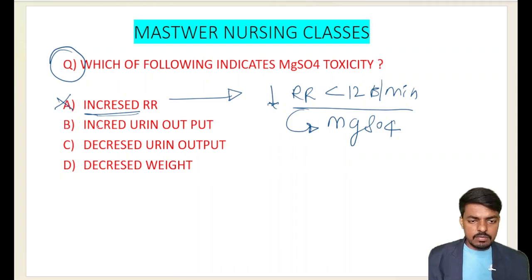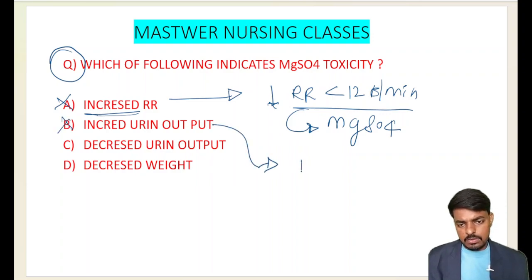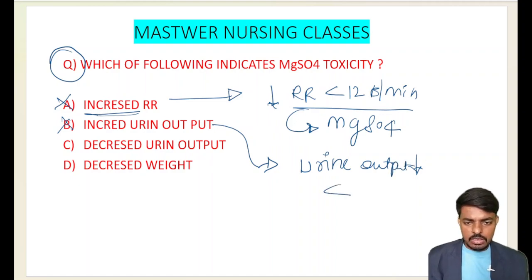Next, increased urine output. This is also not correct, because when magnesium sulfate toxicity occurs, the urine output will decrease, that is, less than 30 ml per hour. I have already told you that in magnesium sulfate toxicity, urine output decreases.